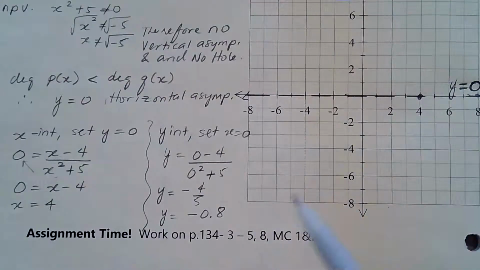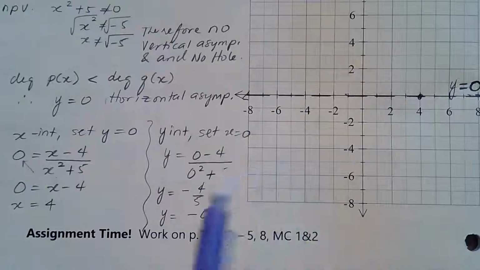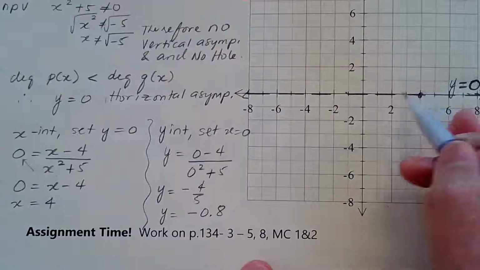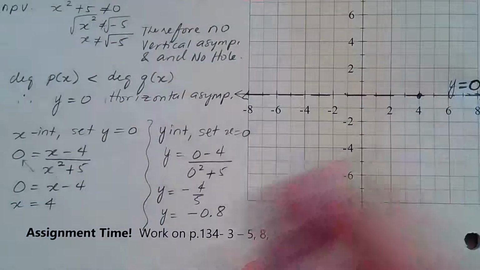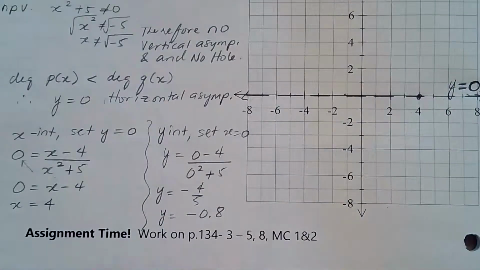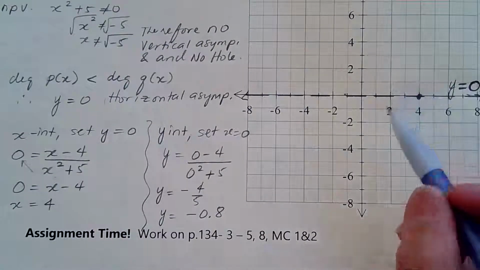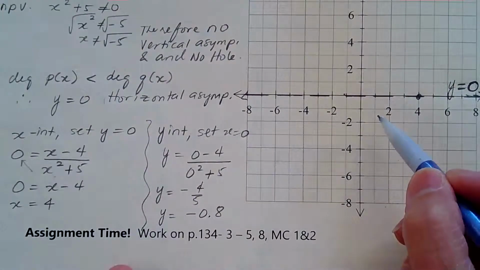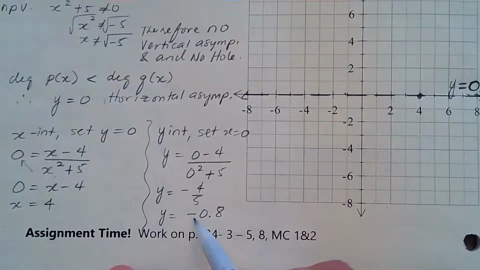Are you asking a question right now in the back of your mind? That's a good question. How can this graph intercept the x-axis at 4 when there's an asymptote there? Like I said, this is a weird one. Let's finish it off, okay? Let's see here. The y-intercept is negative 0.8. So negative 0.8.